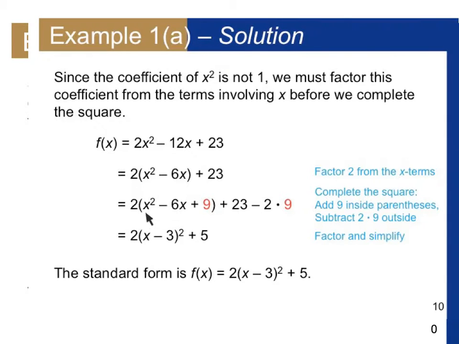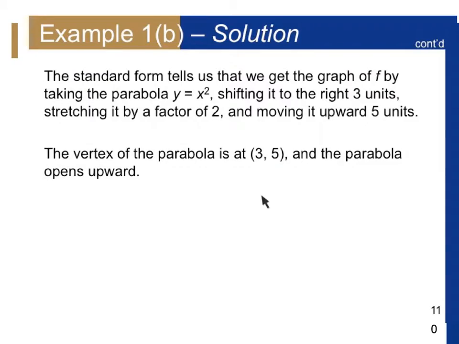And then we have 2. This thing is x minus 3 squared. Okay. So we see our a is 2. Our h is 3. And our k is 5. Okay, so the a being 2 means we stretch it by a factor of 2. Remember, that's a stretching thing. We shift it to the right 3 units, and then we move it upward 5 units.